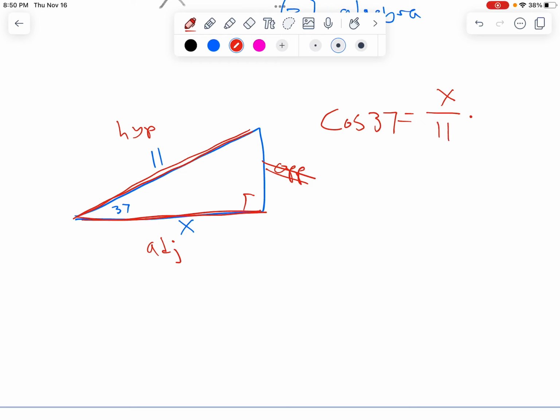With a little bit of algebra, multiply by 11, multiply by 11, those cancel, and your answer is 11 cosine 37, which you'd plug into a calculator and get some kind of decimal, which you'd round to 1 or 2 decimal places, whatever it's asking you to do. All right, let's do another one.